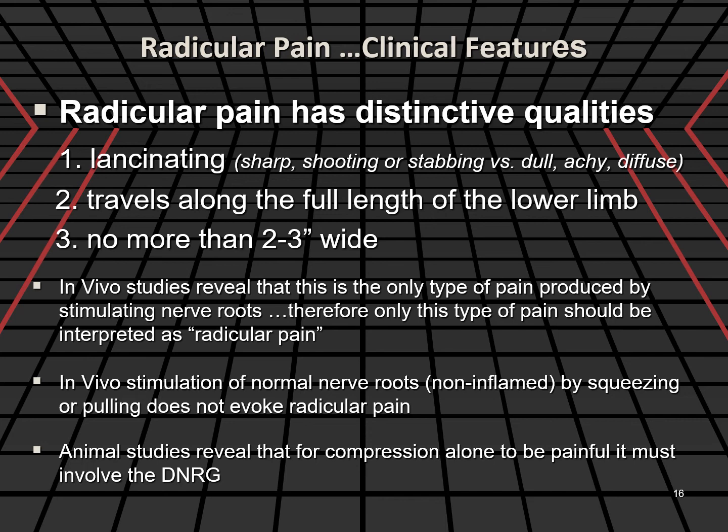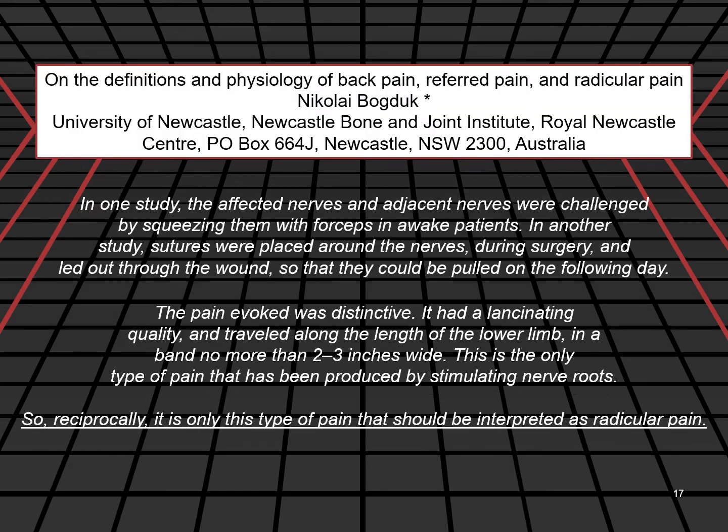And oddly enough, in vivo stimulation of normal nerve roots does not evoke radicular pain. When we say normal, we mean that they're not inflamed. They must be inflamed in order to create a radicular pattern. And then animal studies reveal that for compression alone to be painful, it must involve the dorsal nerve root ganglion. So there's some good information for you.